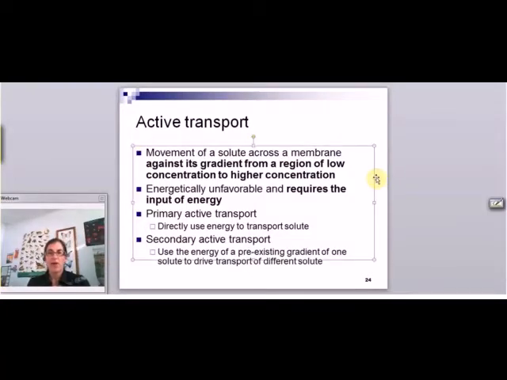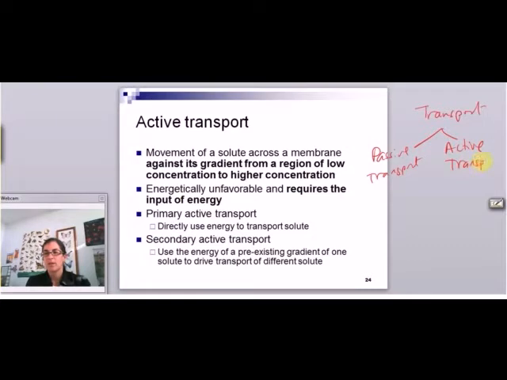So we're going to talk now about active transport. So again, just putting you back in the big picture. So you have transport, you have passive transport, and the other type of transport is active transport. There's two types, primary active transport and secondary active transport.